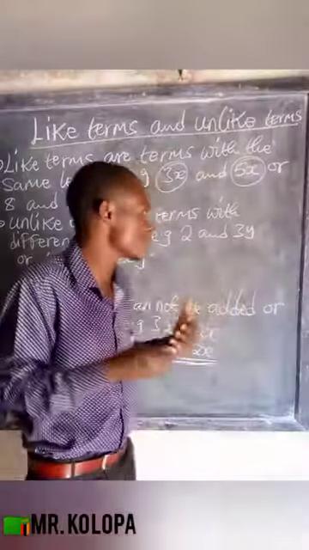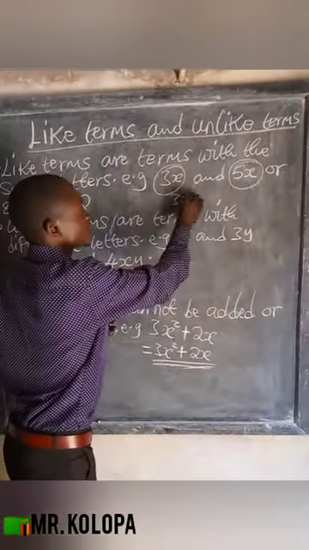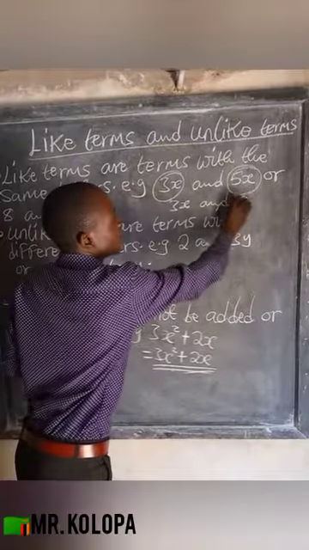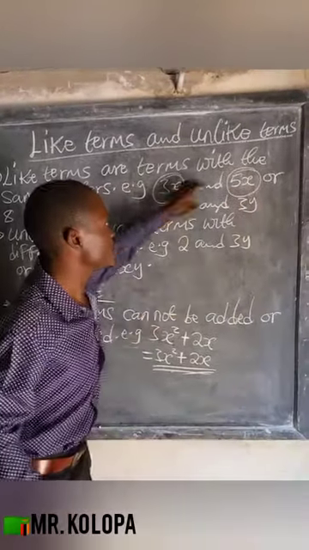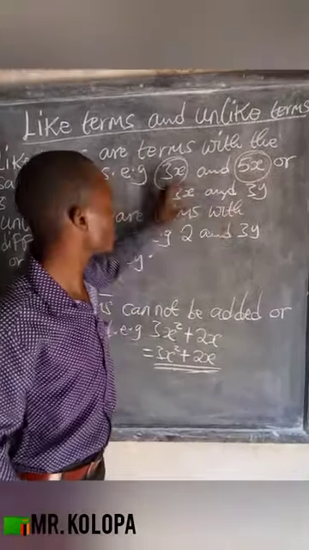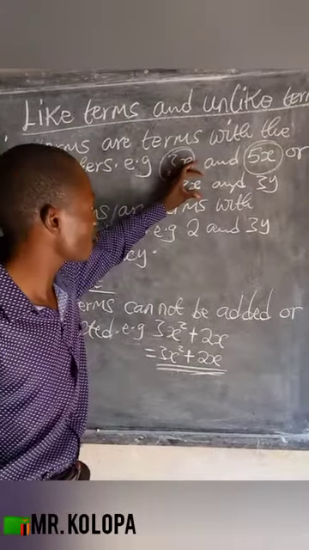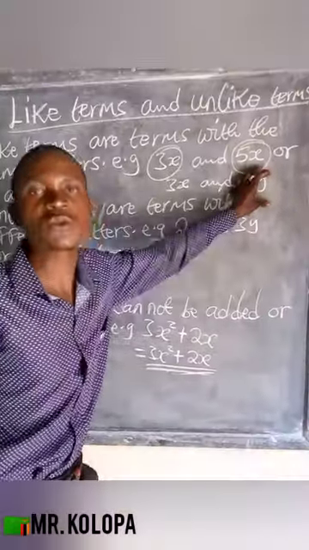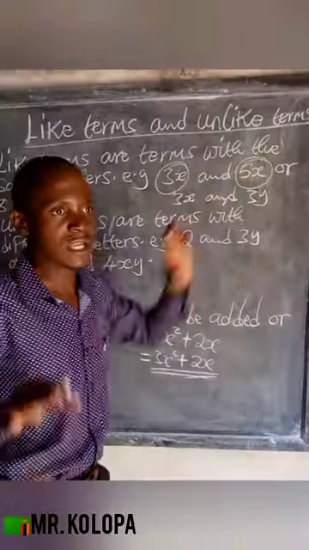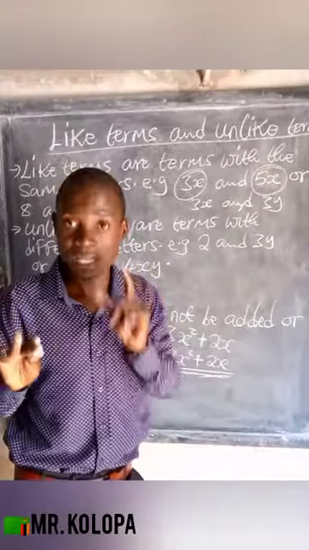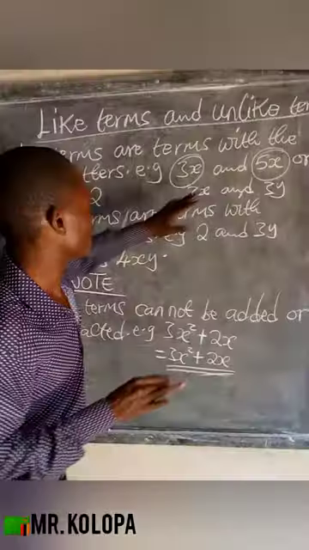Don't look at the numbers. You can have 3x and here 3y. These are not like terms. Why? We are looking at the letters. Here we have x, there we have y. So these are not like terms. Like terms have the same letter. So that's under this one.